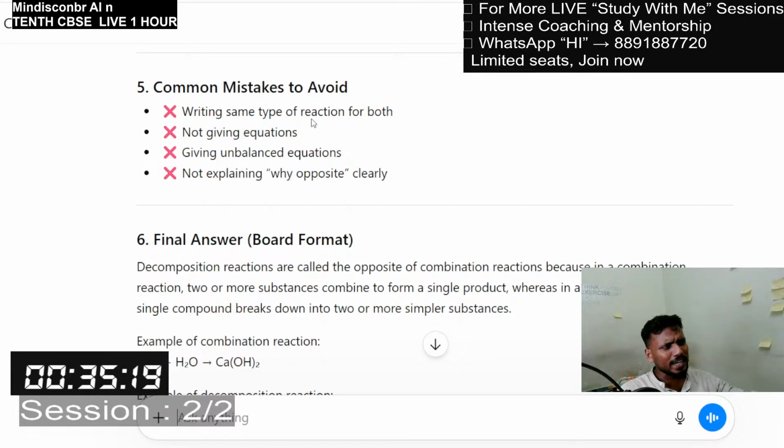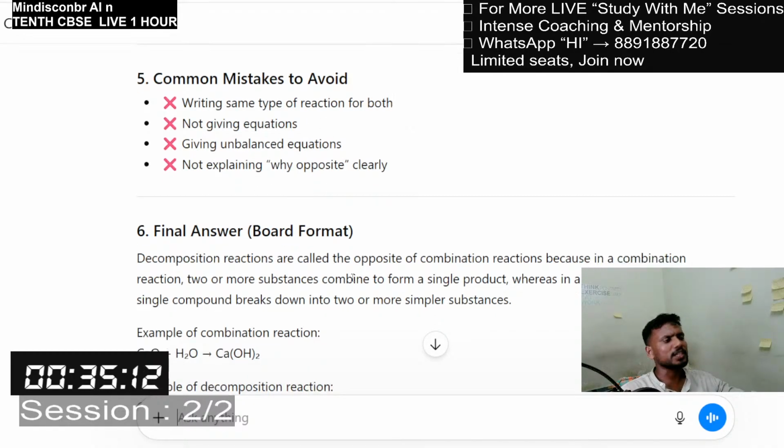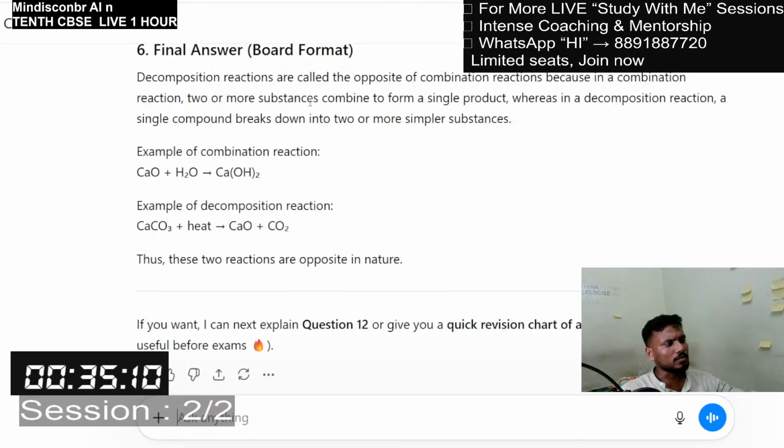Common mistakes to avoid: writing the same type of reaction for both, not giving equations, giving an unbalanced equation, not explaining clearly why they are opposite, etc. Final answer, in board format: Decomposition reactions are called the opposite of combination reactions because in a combination reaction, two or more substances combine to form a single product, whereas in a decomposition reaction, a single compound breaks down into two or more simpler substances. So it is the definition itself.